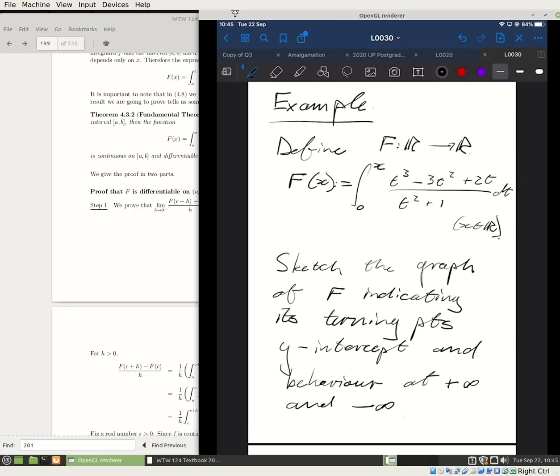Let's take a look at this example. So we are given a function defined as follows, defined as this integral, and the question is: sketch the graph of f, indicating its turning points, its y-intercept, and its behavior at plus and minus infinity. So all we want to do is sketch the graph of this function big F.